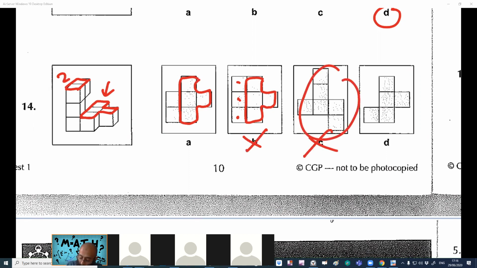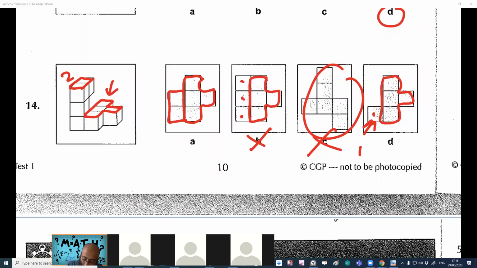And that one has got the right shape in it, but it's got 1 here in the wrong place. We need 2 there. So this is the right one. There you go, absolutely A. So 14 is A.